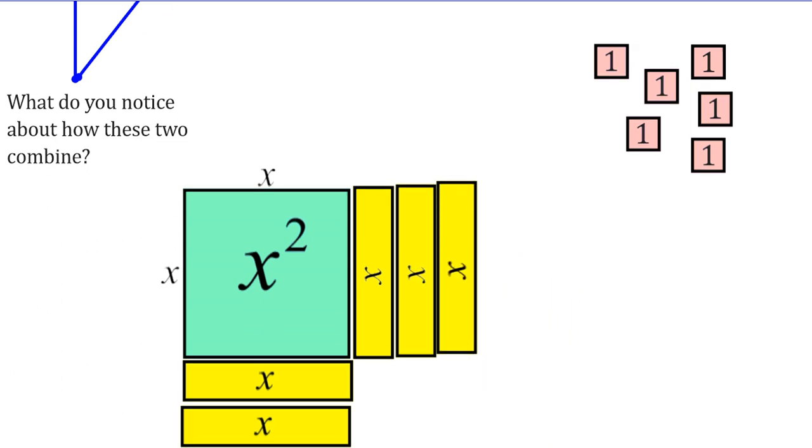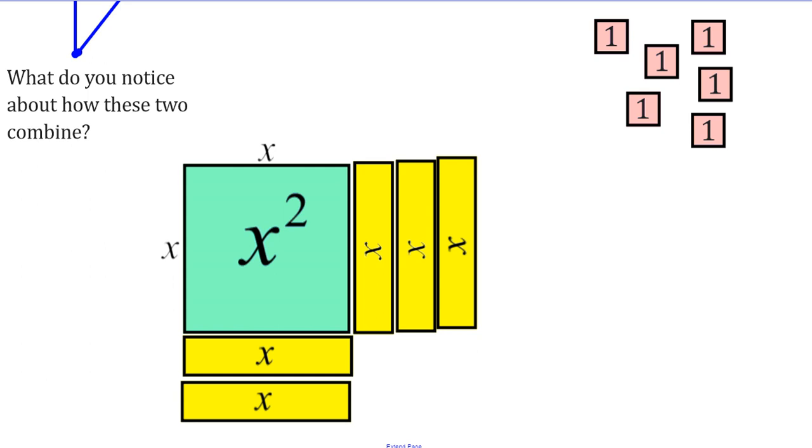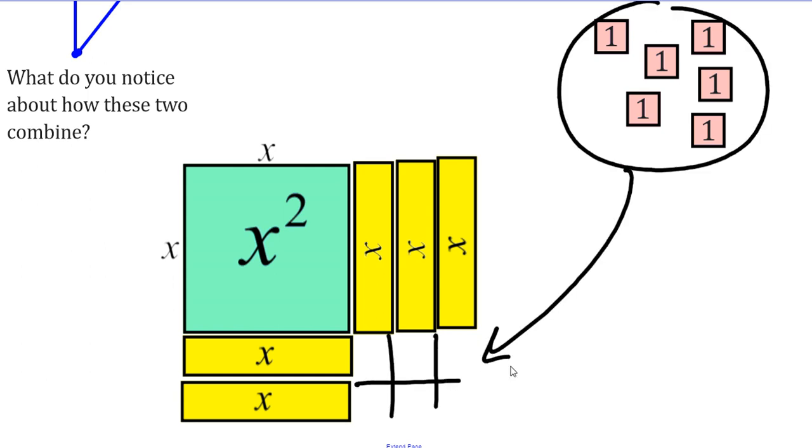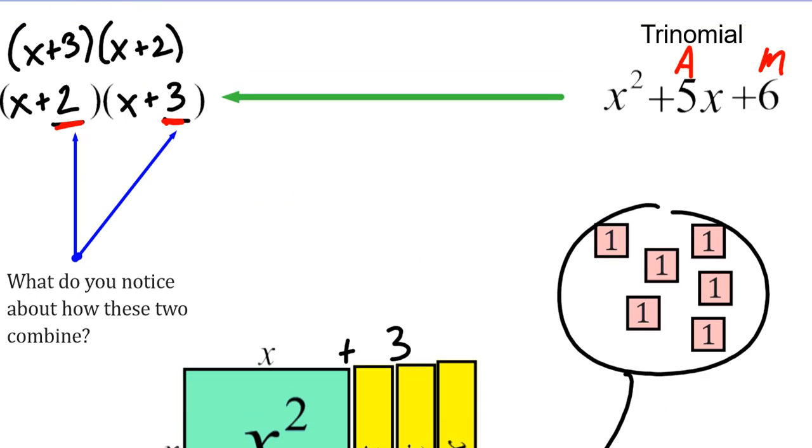So now I can see I've got a gap down here. What is this gap? This little grid. Well, I need 6 ones, and that's exactly what these are. Those would fit in right down there. So it shows I need x plus 2 and x plus 3 in order to get my original.